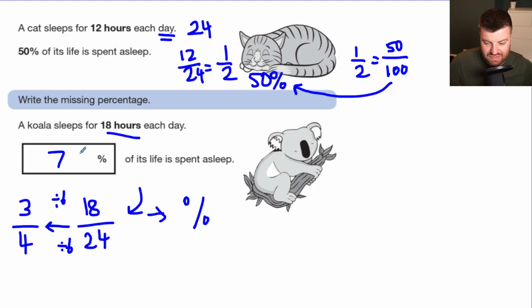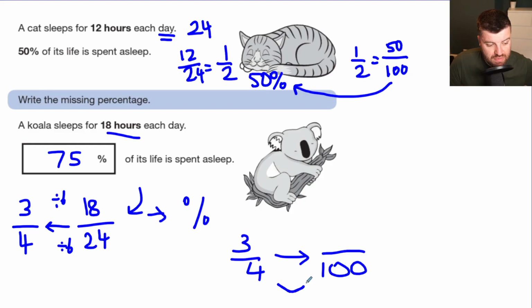That is 75%. Now there's 2 ways to get there. Number 1, you've learned your known facts. 1/4 is 25%. 3/4 is 75%. We need to know those, as well as half is 50%. If not, you could take 3/4, and this would take time. So this is where knowing your facts is much better. And we can make now the denominator 100 because we could do 4 times 25 at the bottom.